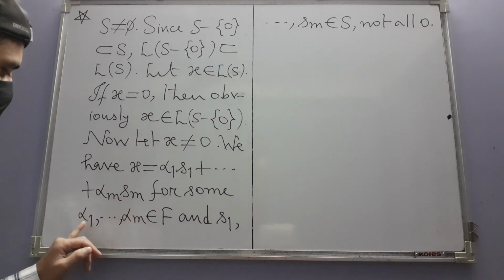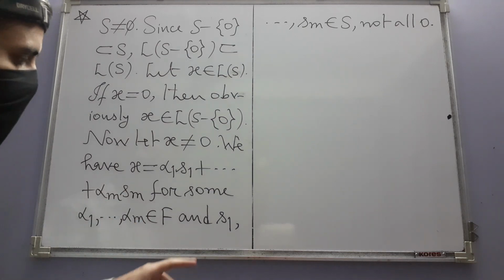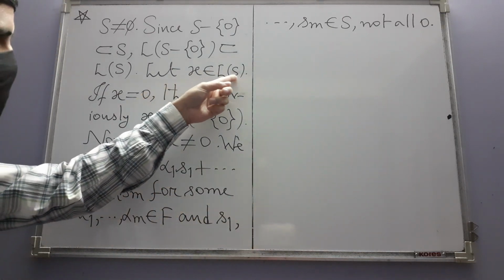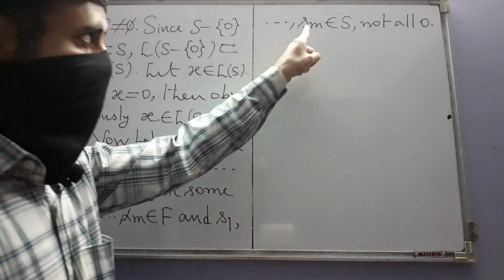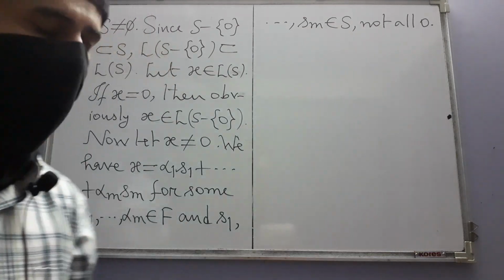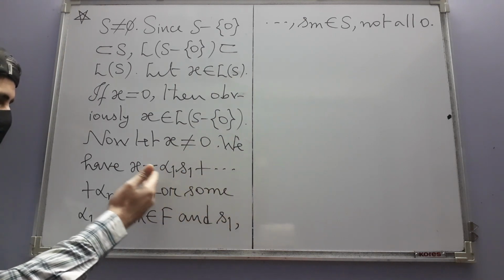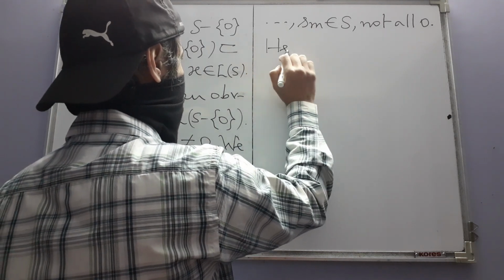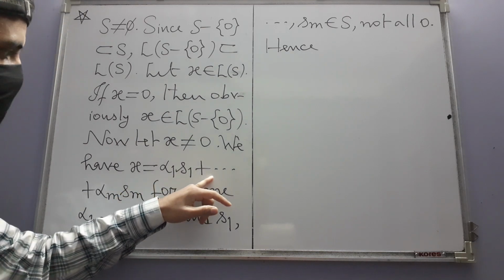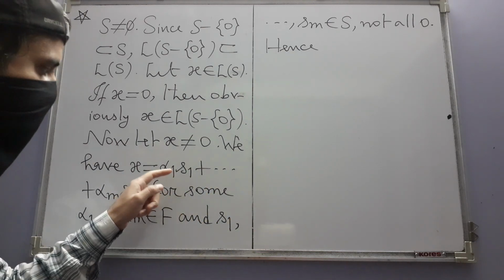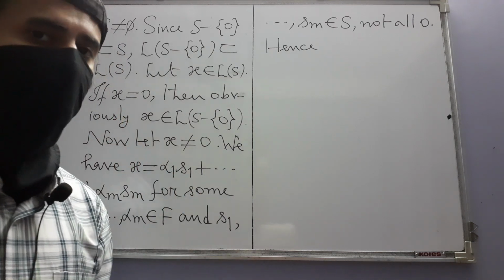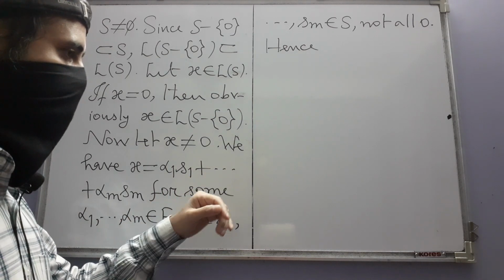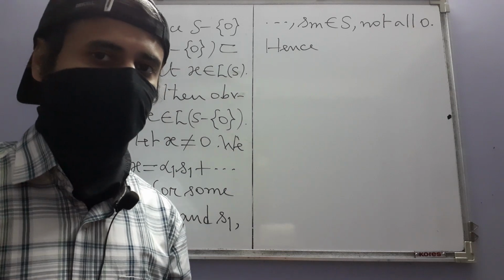We are not so much concerned about the scalars themselves here. The fact that the si's are coming from S is clear because x is coming from L of S. But all the si's are not equal to 0. Why? Because x is non-zero. If all the si's are 0, then of course x will be 0. So this means that even if some si's are really equal to the 0 vector, still there are some si's which are not equal to 0 because x is non-zero. And that lets us now simply ignore those si's that are equal to 0.